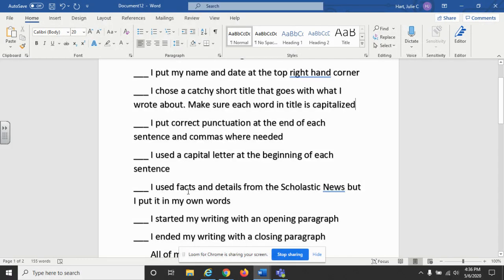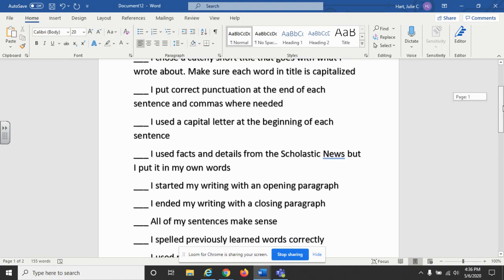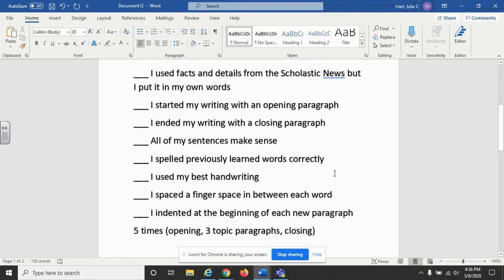Then the next one says, I used facts and details from the Scholastic News, but I put it in my own words. Remember, we talked about how it's important that you reword things in your own words. We can't really copy what someone else has written about. It is perfectly fine to get some ideas and use some of their words, but turn them around a little bit and put them in your own words as if you were just retelling the story.